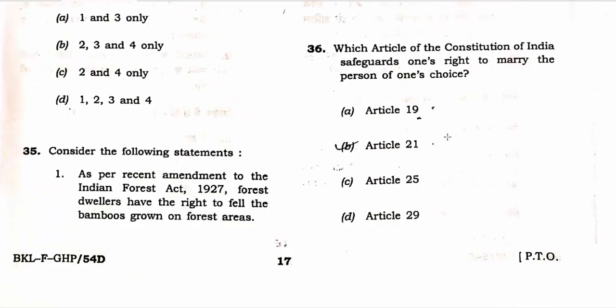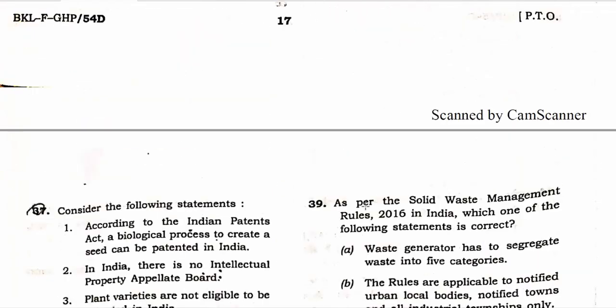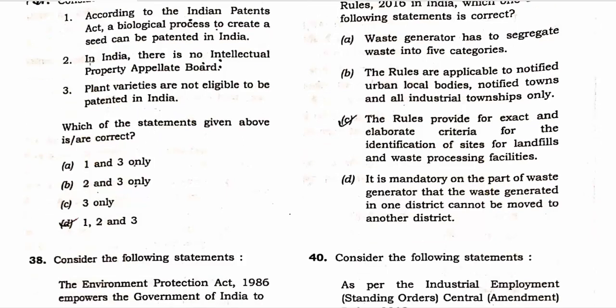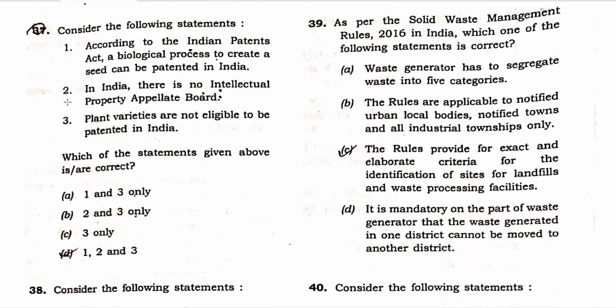So you can learn how questions can actually come when there is an issue which is repeatedly there in your papers. Then consider the following statements. According to the Indian Patents Act, the biological process to create a seed can be patented in India. In India, there is no Intellectual Property Appellate Board, and plant varieties are not eligible to be patented in India. If you know one part, that is statement 2, that in India there is no Intellectual Property Appellate Board, then you are done, because in India we have an Intellectual Property Appellate Board. Having statement 2 wrong, if you take out statement 2 in options B and D, we are left with only 1 and 3, or it should be 3.